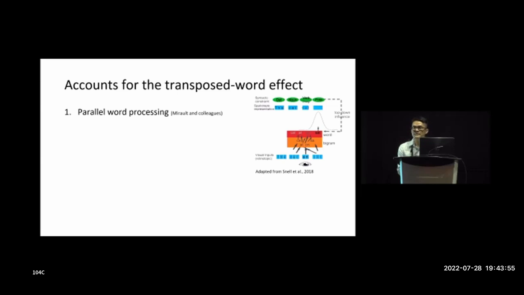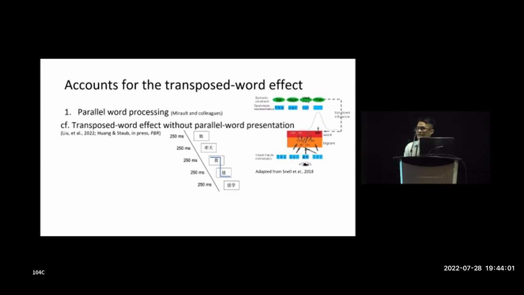However, in two very recent studies, including our own, we have shown that the transposed word effects exist even when each word in a sentence is presented strictly serially. This is true for both Chinese and English materials. So these findings suggest that parallel word processing is not required for the transposed word effect. We therefore embrace another possible account, the rational inference over a noisy channel account. In this study, we further evaluate this second account.